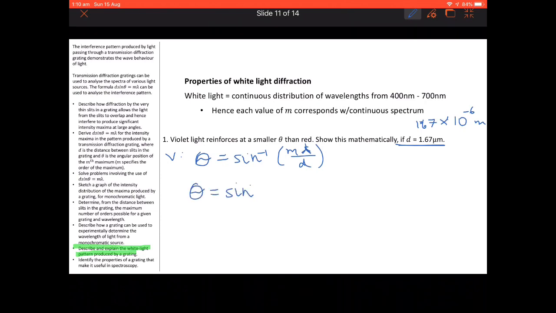So the angular position of violet light in the first maxima is going to be equal to inverse sine of 1 multiplied by the wavelength of violet light, which is 400 by 10 to the negative 9, divided by the distance between slits, which is 1.67 by 10 to the negative 6 meters. And then that will end up being 13.9 degrees.